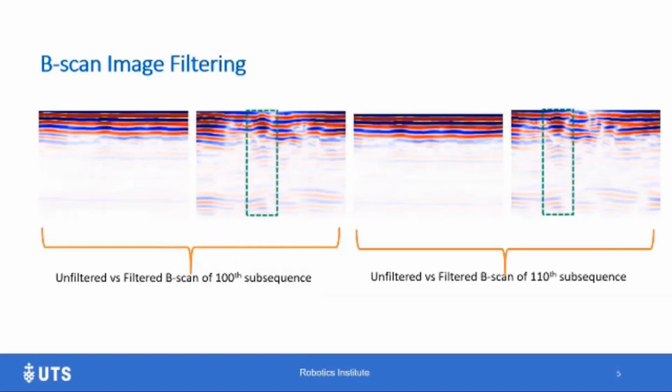Here you can see the difference between the filtered and the unfiltered B-scan images. The first 2 images are the unfiltered and the filtered B-scans of the 100th subsequence, and the other 2 images are the same for the 110th subsequence. We can see that the filtered images show the subsurface features more prominently than the unfiltered images. With the green dotted box, I have highlighted some subsurface features, and we can see the displacement of these features very clearly on the filtered images between the subsequent B-scans and not so clearly on the unfiltered images.